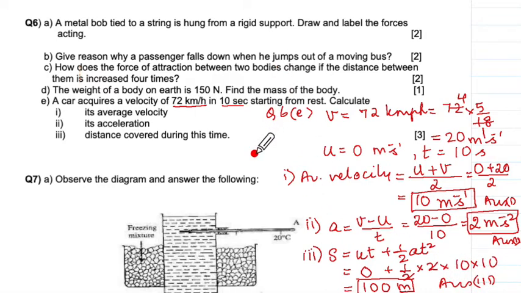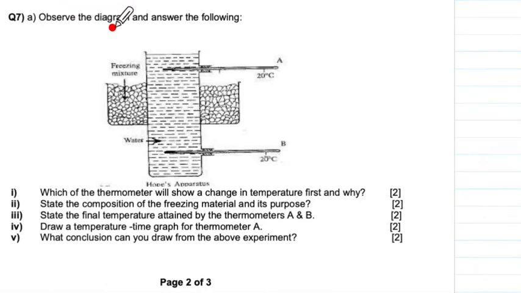So we have finished with question 6. Question number 7a, observe the diagram and answer the following. Now what apparatus is this? Don't you know that this is Hope's apparatus? We know that this is filled with water, and this one first is your thermometer T1, which is denoted by A, and this is T2, which is denoted by B.